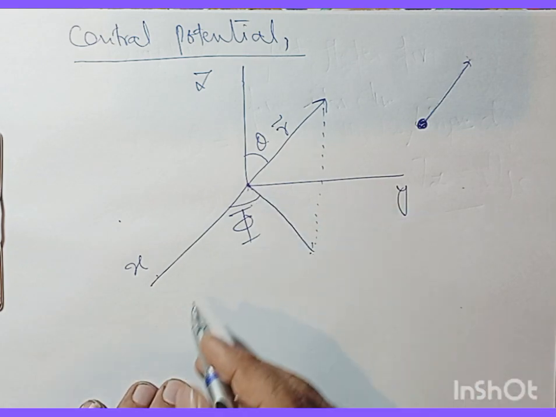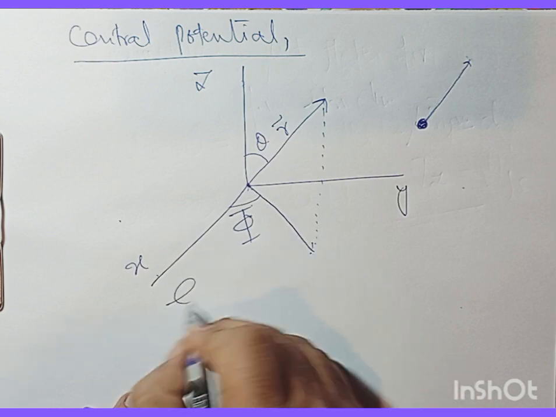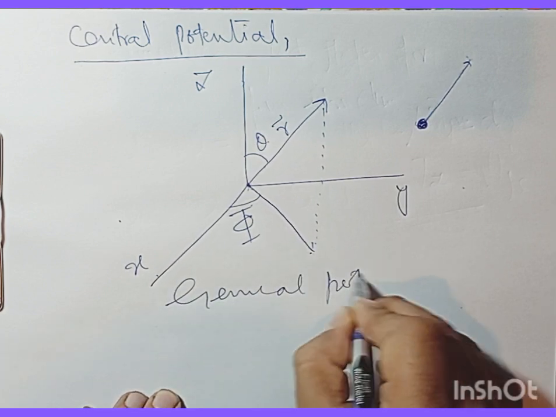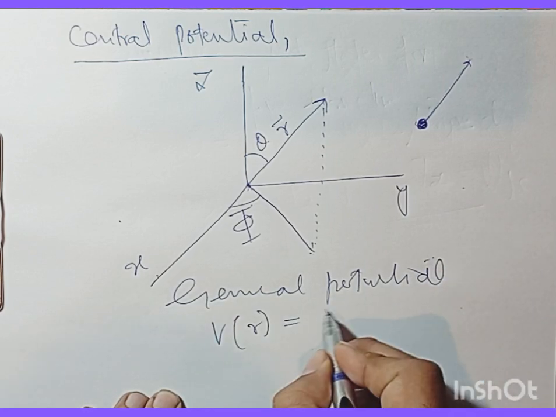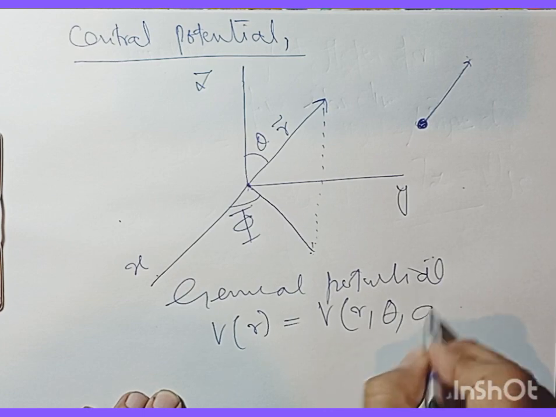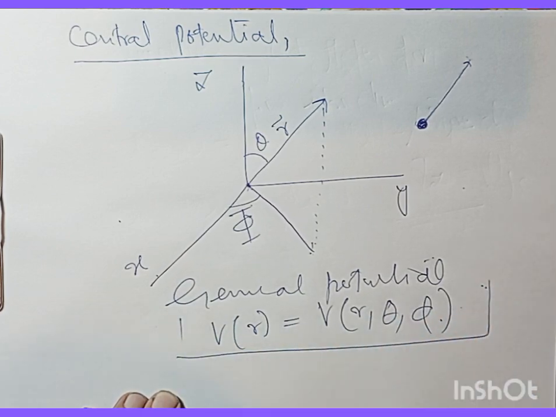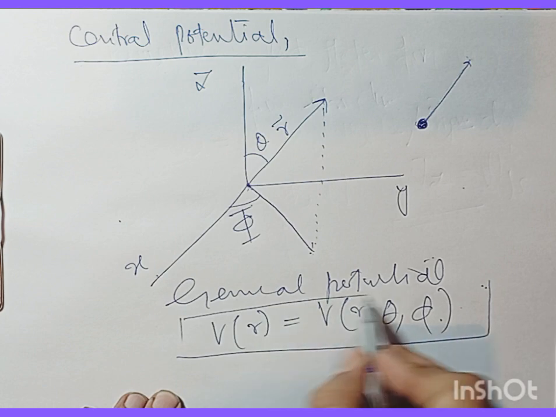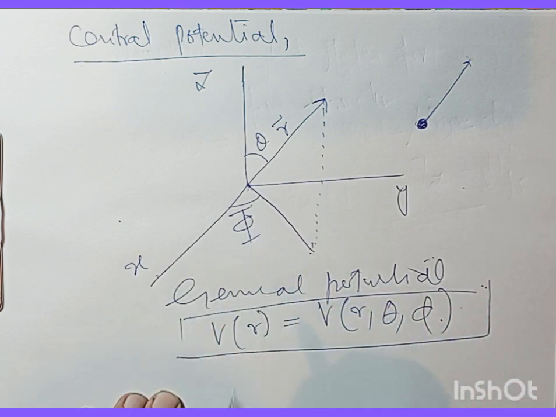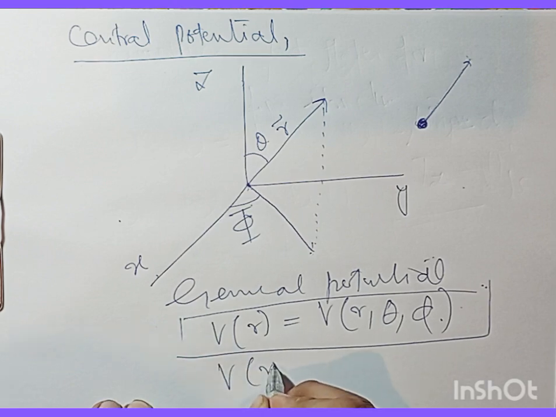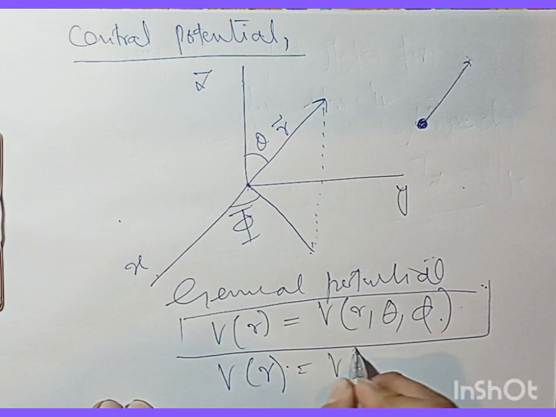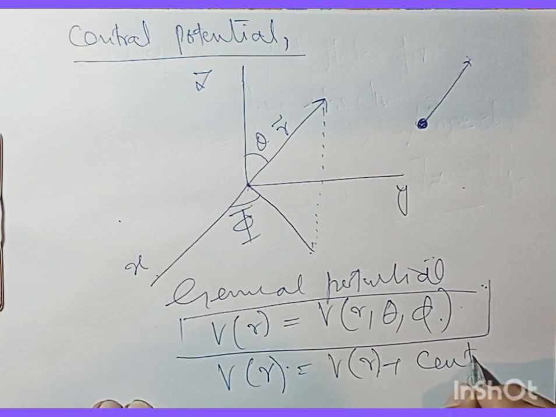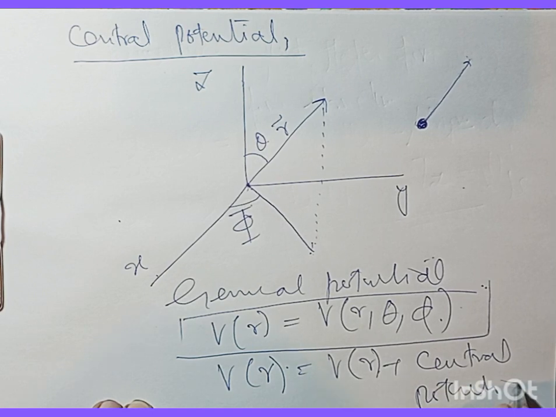So I can write down the general potential. The general potential V is going to be a function of r, theta, and phi. For the same situation, if I have to write down the central potential, the central potential V of r will simply be a function of r, which can be taken as a scalar. So this is my central potential.